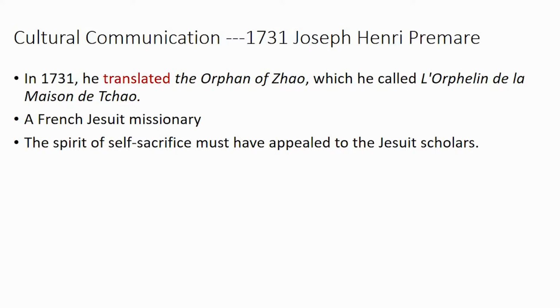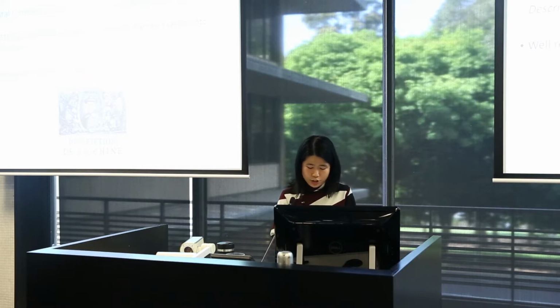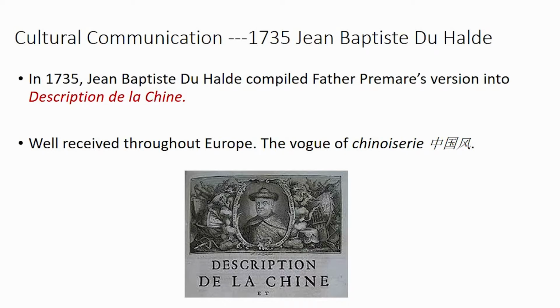One explanation is that the spirit of self-sacrifice which the play exemplifies must have appealed to the Jesuit scholars or other Christians as a noble virtue. So he decided to translate this play and introduce it to the Western world. After this translation, the play was officially published in 1735 in the third volume of Jean-Baptiste Du Halde's book. I can't speak French, but as you can see here, his book is called A Description of China. So this is the first time that the Orphan of Zhao was published.